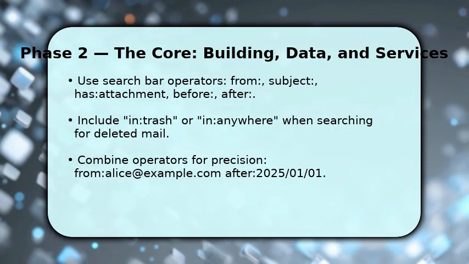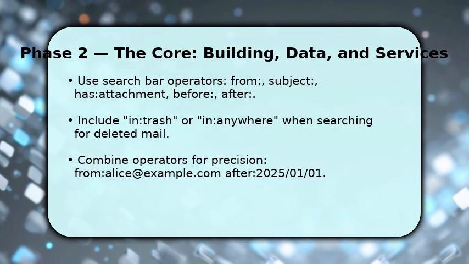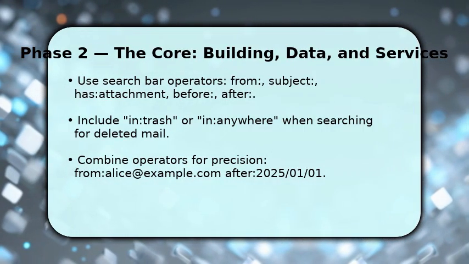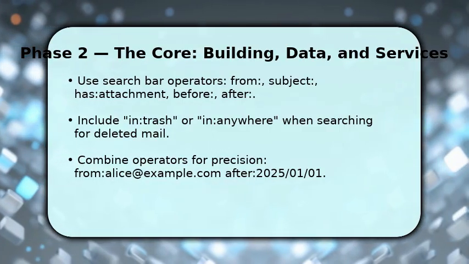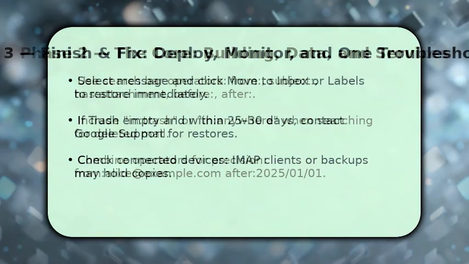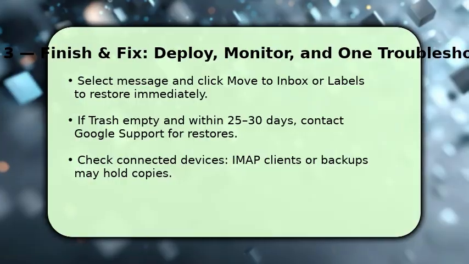If you find the message, select it and click Move to Inbox or apply a label. That restores it. This works because Gmail search indexes most message content, so targeted queries work. To finish, restore any found mail by selecting it and using Move to Inbox or applying a label. Gmail then treats it as active mail.